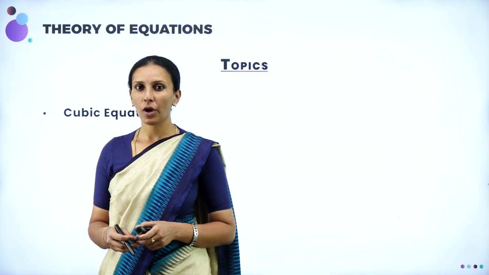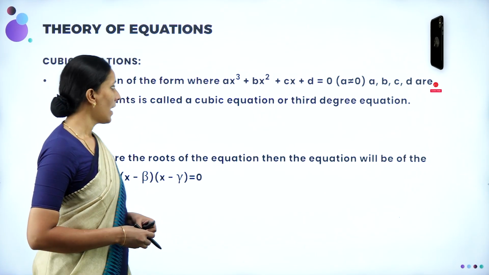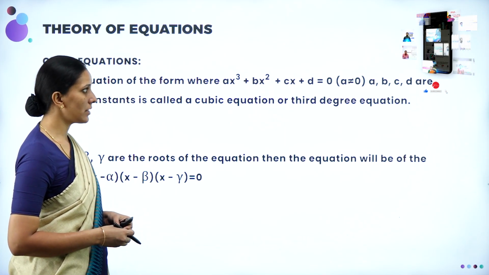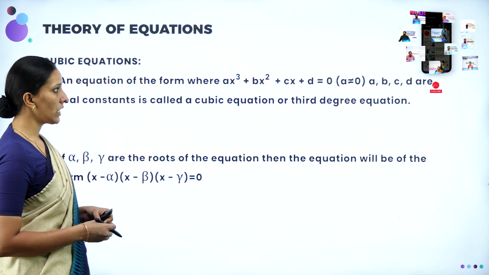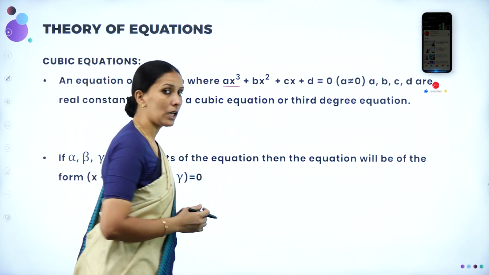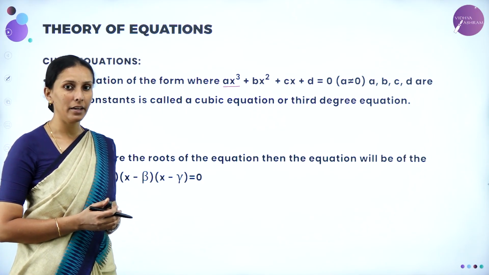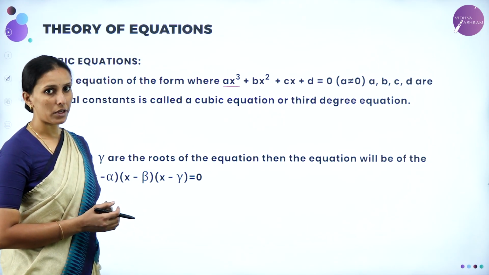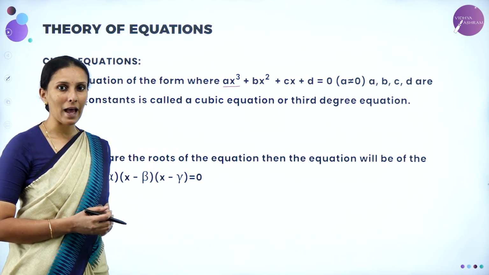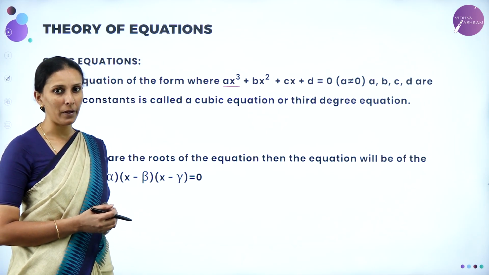So in this session, we are going to study about the cubic equation. So what do you mean by cubic equation? An equation of the form ax cube plus bx square plus cx plus d equals 0, where a, b, c, d are all constants and the degree of the equation being 3 is called a cubic equation, or it is also called a third degree equation because the degree of the equation is 3. And since the degree of the equation is 3, we will be having 3 roots for the cubic equation. That means 3 solutions for the cubic equation.